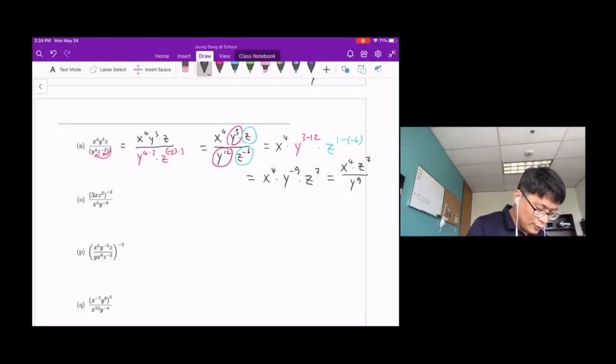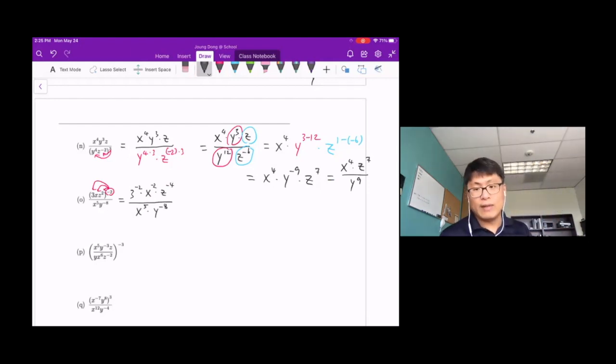Okay. So, okay, we're going to do the same thing, okay? And this negative 2 will be distributed to the 3, x, and z terms, okay? So this can be written as 3 to the negative 2, x to the negative 2, and the z term squared times negative 2, right? Which is z to the negative 4, over x to the 5 and y to the negative 8, okay? Let me try to simplify first, then we're going to take care of the negative power.